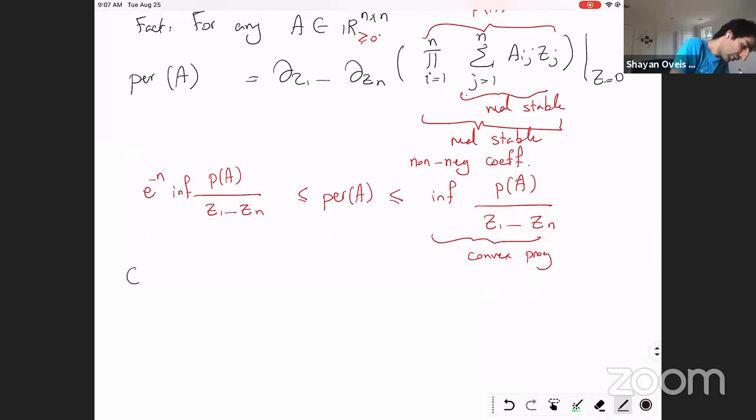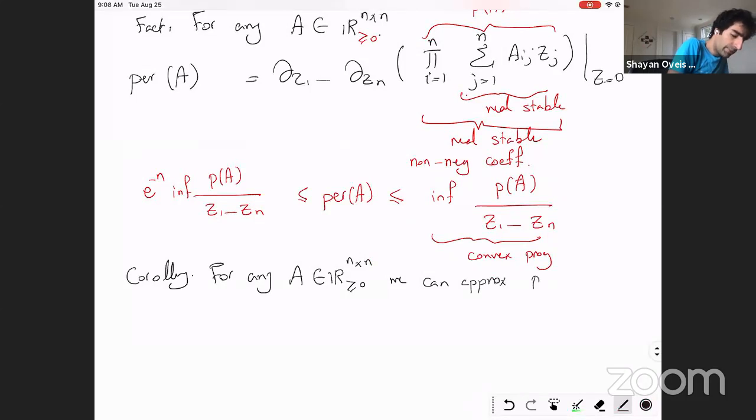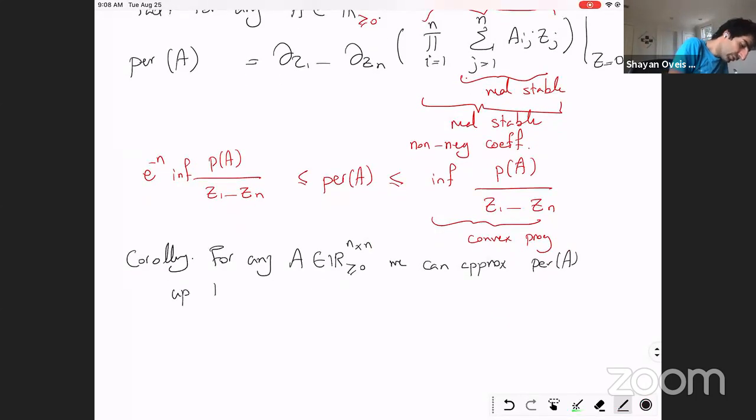So this says the corollary: for any A with non-negative entries, we can approximate the permanent of A up to e to the minus n multiplicative error. Now you can think, okay, this is not so interesting. In fact, there are algorithms using Markov chain Monte Carlo methods which approximate the permanent up to 1 plus epsilon approximation. That's true. So this is less interesting, but the interesting fact about this theorem is that the algorithm you get is a deterministic algorithm.